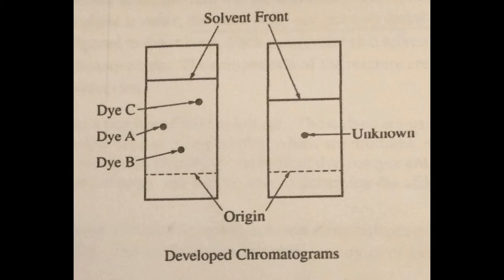We can identify the unknown substance using its relative rate of migration. Dye A and the unknown substance both have an RF value of about 0.5, so they must be the same mixture.